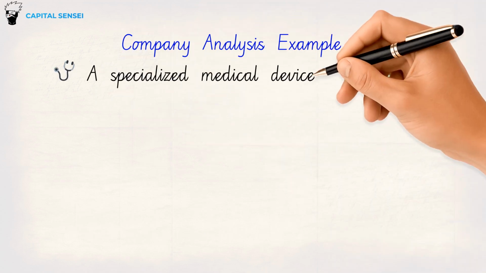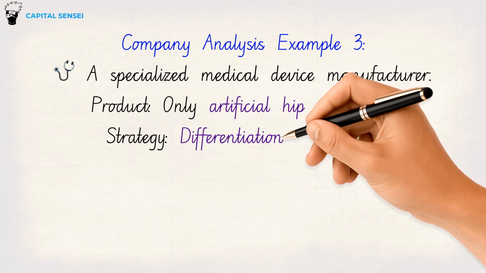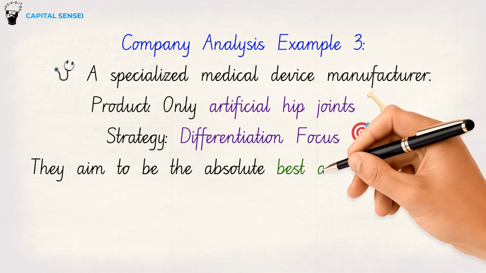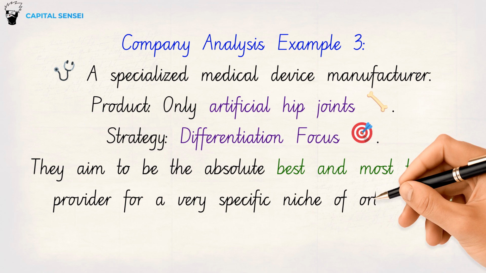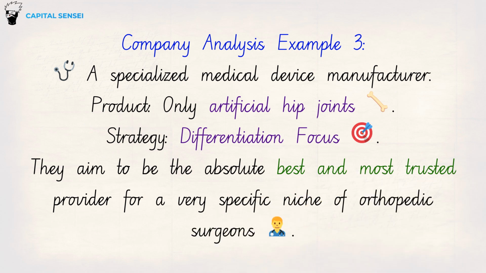What about a company pursuing a focused strategy? Think of a company like a specialized medical device manufacturer that makes only artificial hip joints. They are using a differentiation-focused strategy. They aren't trying to make all medical devices. They are focused on being the absolute best, most innovative, and most trusted provider of hip joints for orthopedic surgeons and their patients, a very specific niche.